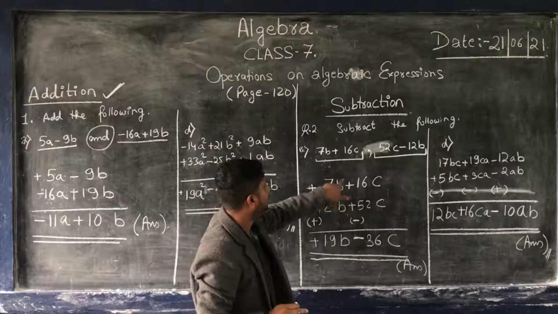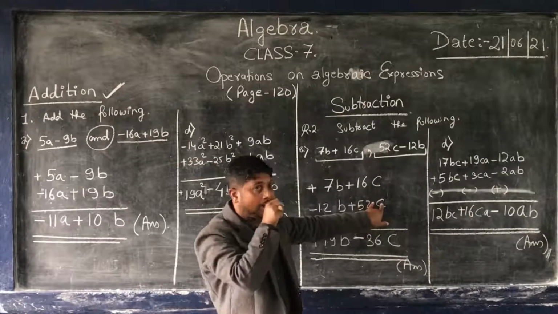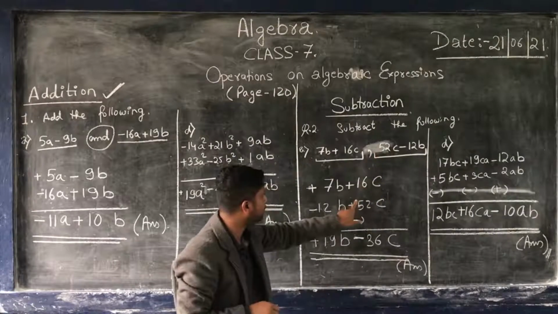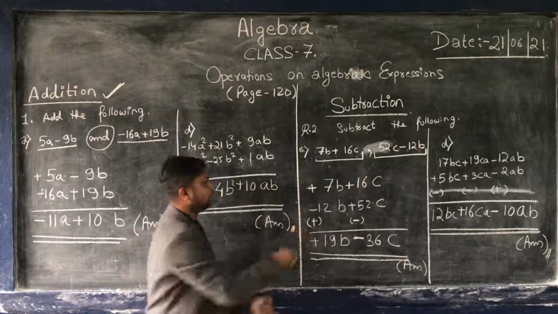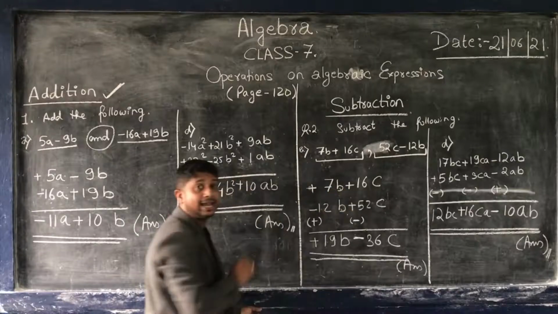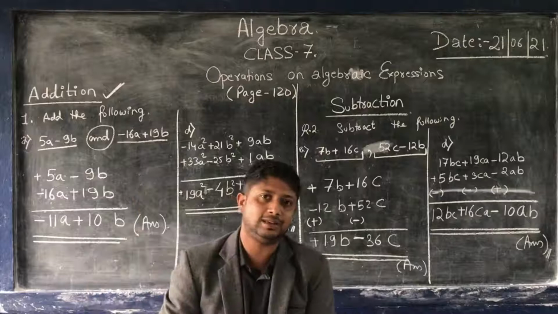So here 52c, here there is c, so I have written 52c. 52 also does not have any symbol, so I have put a plus symbol here. And minus 12b I have taken in front, so that my b and b come in the same line. Minus 12b. But now there is a twist.